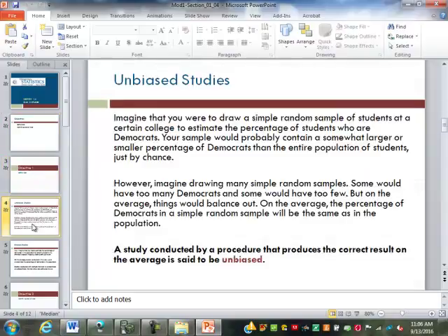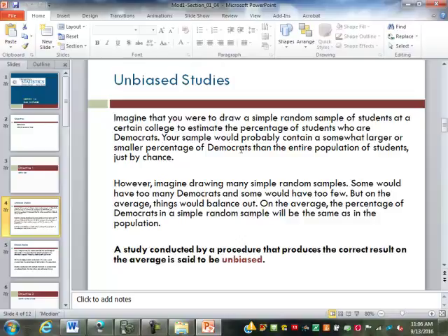So what is bias? As I said, bias is the difference between the properties of the sample compared to the properties of the population. Imagine you were to draw a simple random sample of students at a certain college to estimate the percentage of students who are Democrats. Your sample would probably contain a somewhat larger or smaller percentage of Democrats than the entire population of students, just by random chance. However, imagine drawing many simple random samples. Some would have too many Democrats and some would have too few.